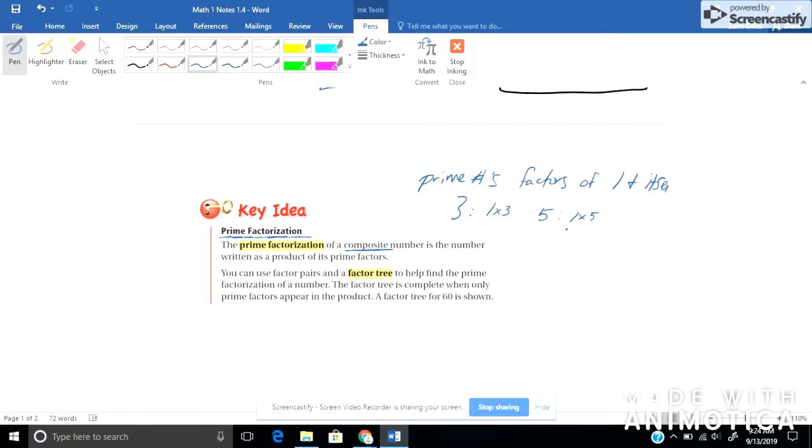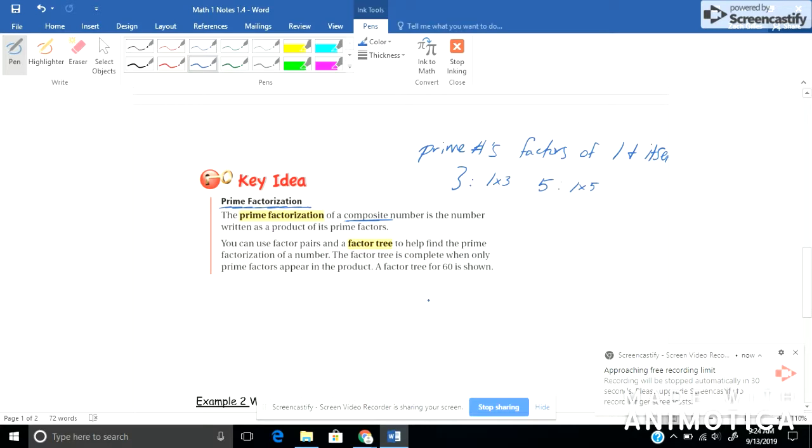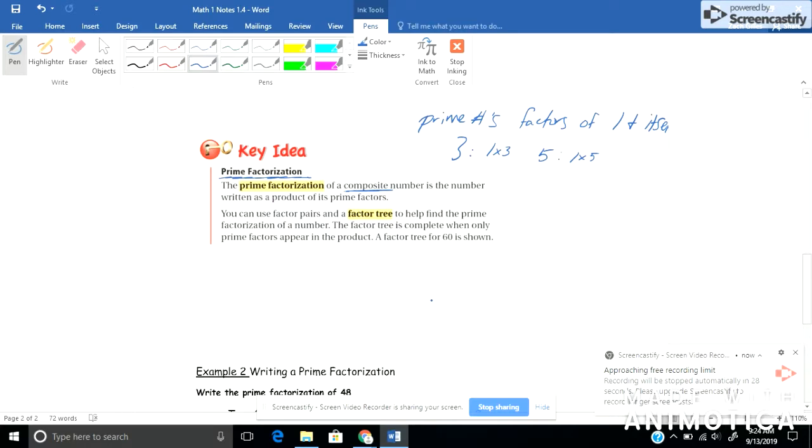So it says you can use factor pairs and a factor tree to help find the prime factorization of a number. The factor tree is complete when only prime factors appear in the product. The factor tree for 60 is shown. Okay, so let's do that here. Make a factor tree of 60. Okay, I'm seeing that I'm running out of time here, so I'm going to pause the video and then pick up in our next one.